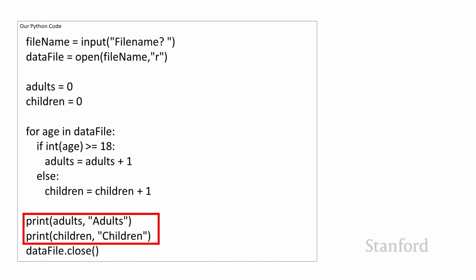And then we know how many children we have at the end, so we just go ahead and print those two out. Okay, that's it for our discussion on files. You guys will get to play around a little bit with this in your next homework assignment.